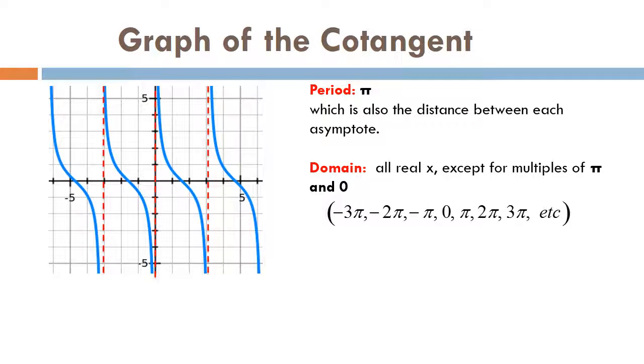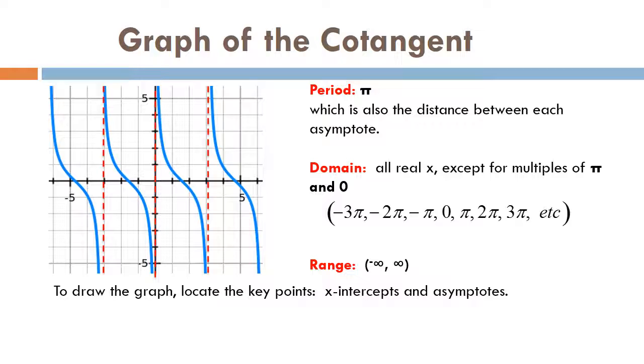The domain is all real x except multiples of pi and 0. So as you see here, negative 3 pi, negative 2 pi, negative 1 pi, 0, pi, 2 pi, 3 pi, and so forth. Those are going to be where our asymptotes are on the graph of cotangent of x. The range, like tangent, is negative infinity to infinity.